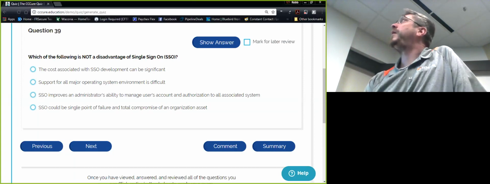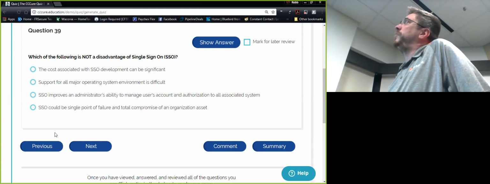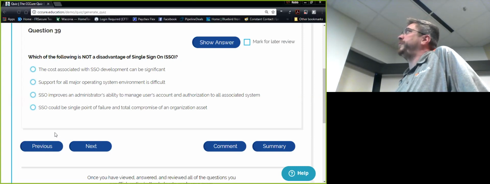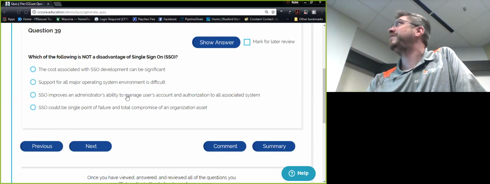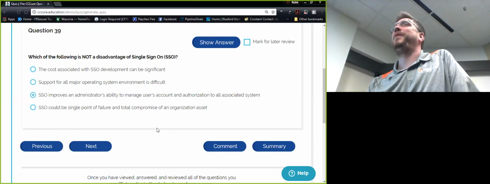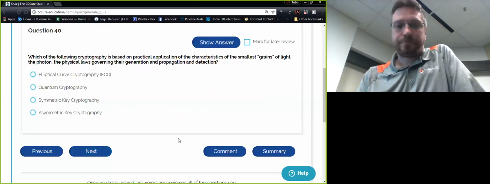I'll get that. Which of the following is not a disadvantage of single sign-on? Costs associated with it. Support for all major operating systems and environments is difficult. Well, that's definitely a disadvantage. Cost could be significant. SSO improves an administrator's ability to manage user accounts and authorization on all systems. It seems like that's an advantage rather than a disadvantage. Or it could be a single point of failure. Oh, see, I would consider that to be a big advantage. There you go. All right.